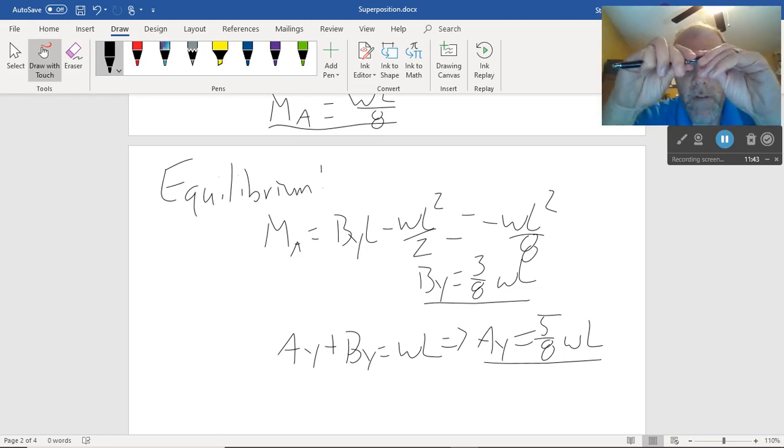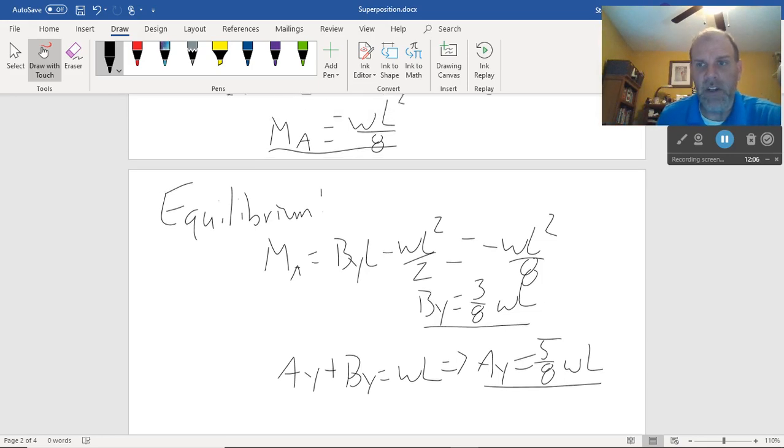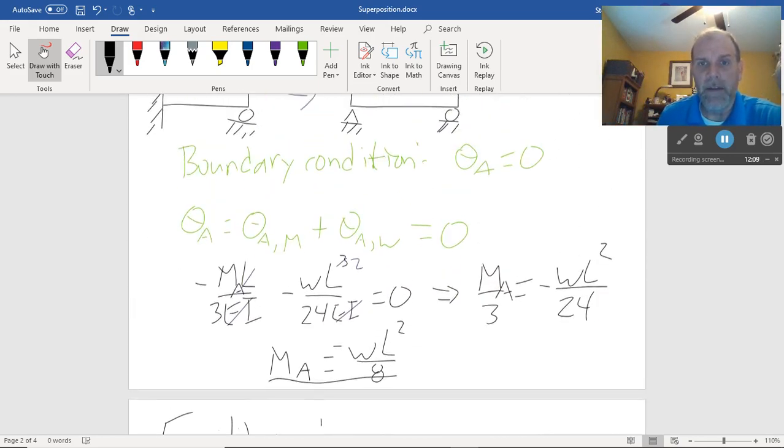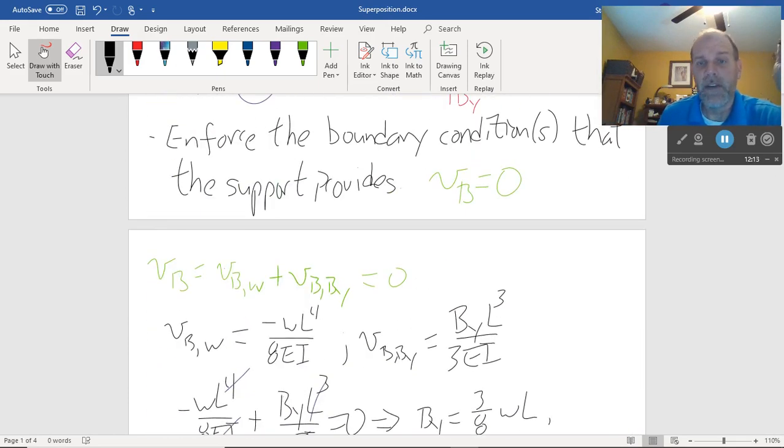So what we're going to find is that we just have to knock out one of our reactions or more, depending on how many extra equations we need, and replace them by the reaction force or moment that we had applied as an external load instead of as a reaction load. The reactions are external, so there's no real big difference there. And we have to enforce those boundary conditions that those particular loads apply. Okay, in the case of a moment, angle is 0. In the case of a force, deflection is 0.